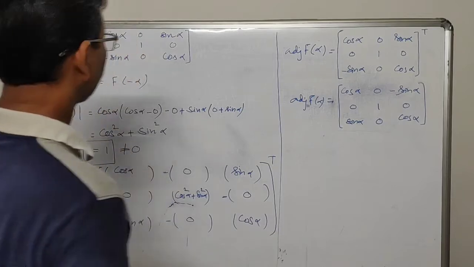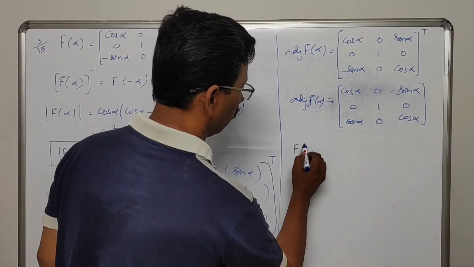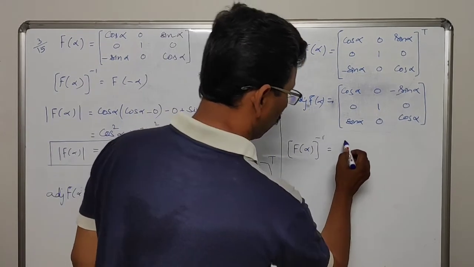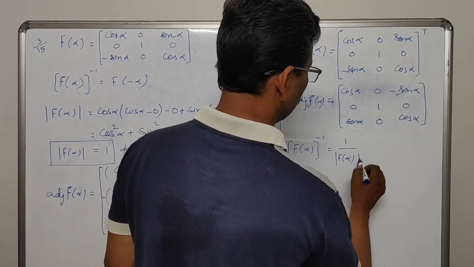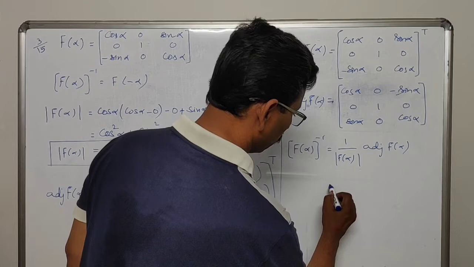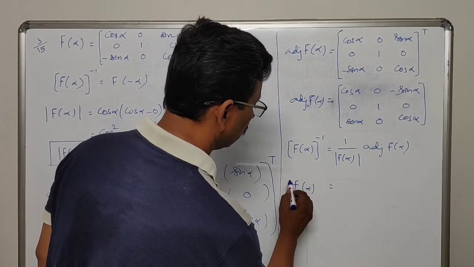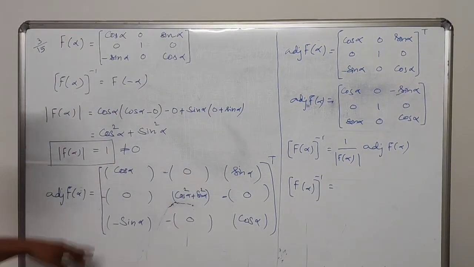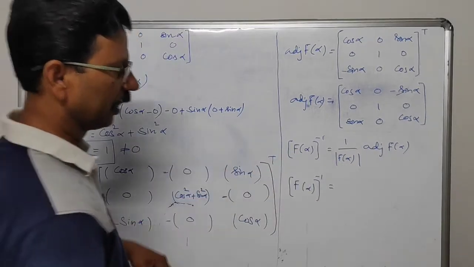Hence we can write the inverse of f of alpha. That is, f of alpha whole inverse is equal to 1 by determinant of f of alpha into adjoint of f of alpha. Now the determinant of f of alpha is equal to 1. Therefore 1 by 1 gives 1.